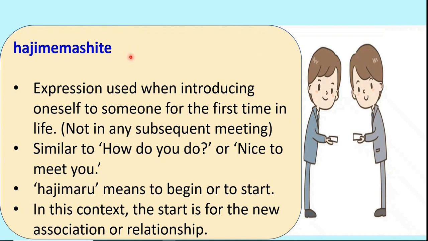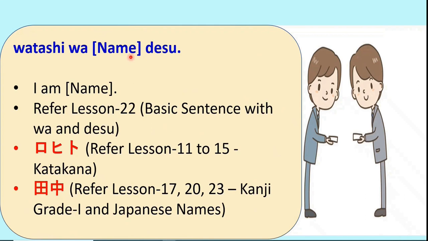So this is hajimemashite. The next sentence in the introduction was watashi wa name desu. That is watashi wa Rohit desu or watashi wa Tanaka desu. Watashi wa name desu means I am, followed by the name. This we have discussed in detail in lesson 22, basic sentence with wa and desu. If you haven't watched that video, please do so and you will be able to know how this sentence structure is followed in Japanese.